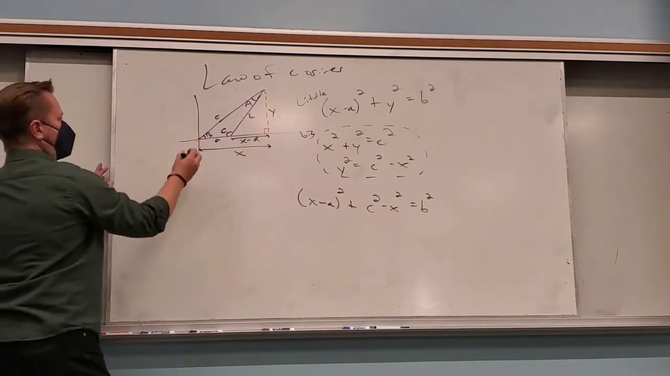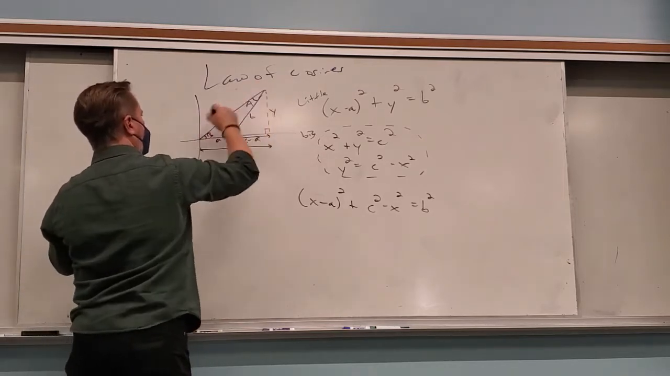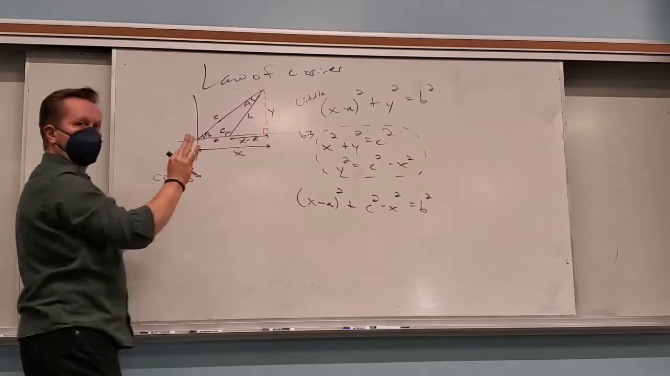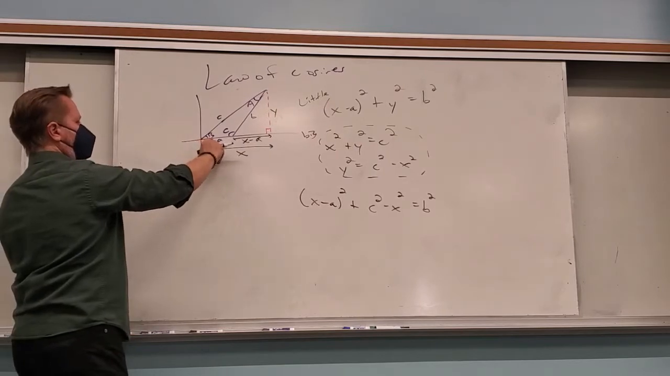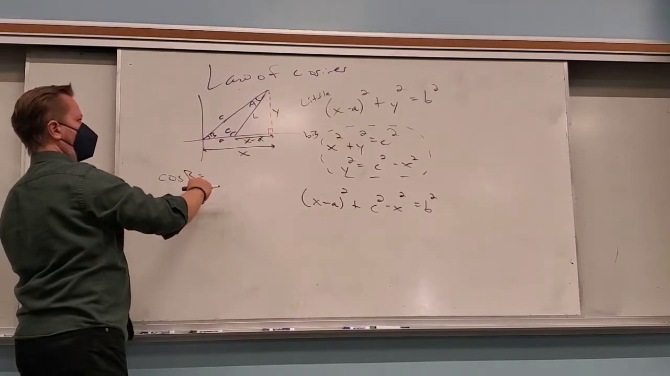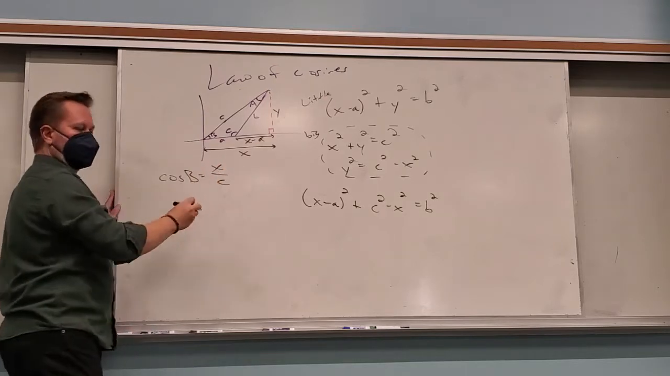What is the cosine of B in the big triangle? I can't use the purple triangle, can I? It's not a right triangle, right? What's the cosine of this? Yeah, x over c. So then what's x?